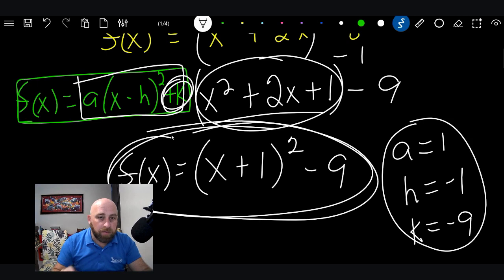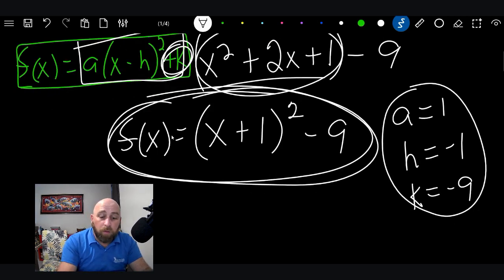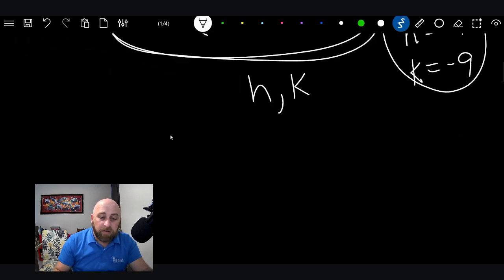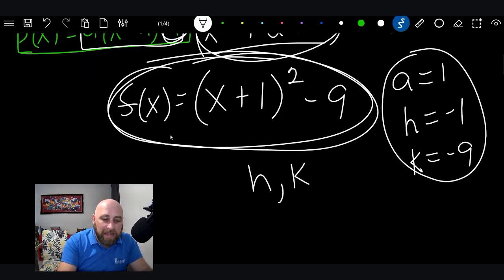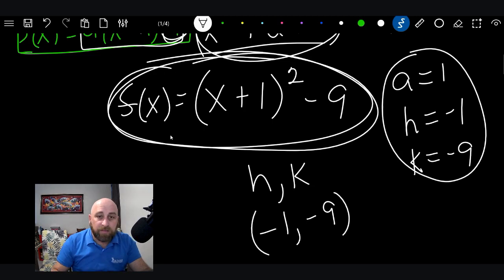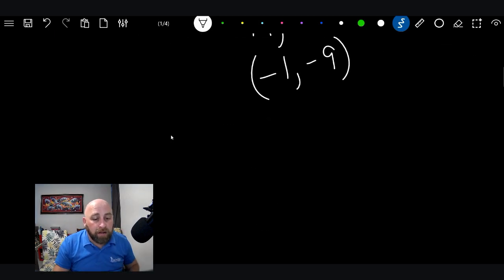Those are very important things for you to have. One reason is because the vertex is (h, k). So the vertex of this one is (-1, -9). That would be our vertex for this one. So in other words, we'd be moving it to the left 1 spot, okay, and then we'd be moving it down 9 spots when we set it up, okay.